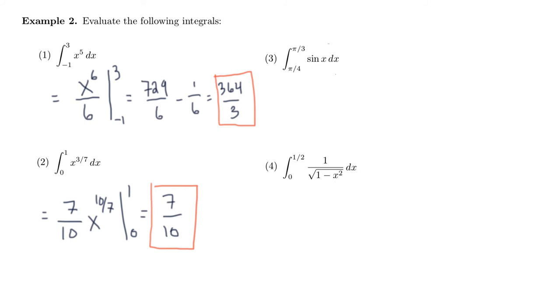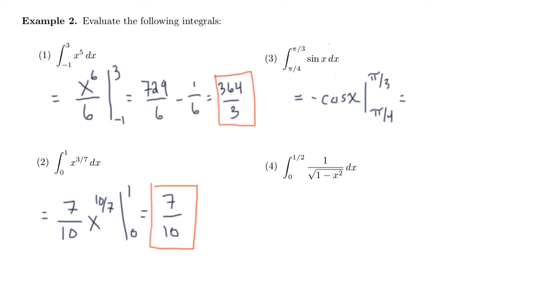And now we can also do functions that aren't just power functions. We can also really look at any function that we know antiderivatives of, such as sine x. So what's an antiderivative of sine x? Well, negative cosine x, right? Because the derivative of negative cosine x is sine x. We want to evaluate from pi over 4 to pi over 3.